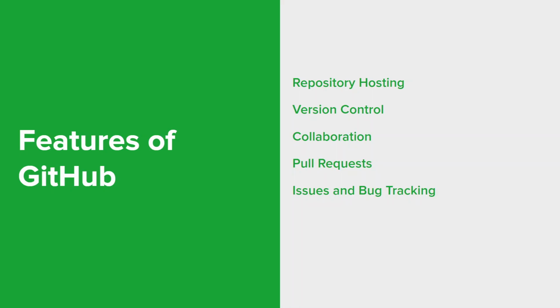GitHub's project boards offer a Kanban-style organization to track the progress of tasks and issues. Project boards allow you to move issues through various stages, providing a visual representation of the development workflow.